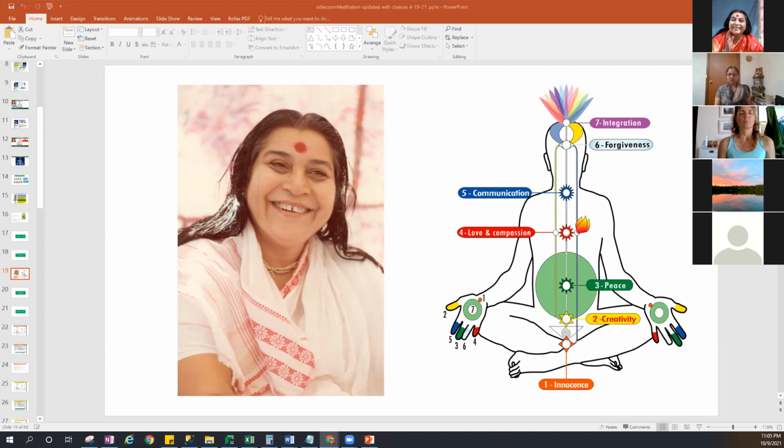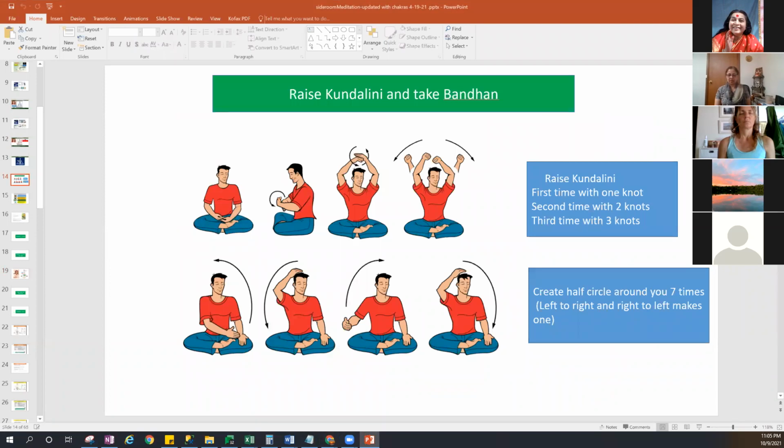So as we've cleared and balanced, we finish our meditations always with raising our Kundalini and putting a bandhan on, just so that we can sustain that vibration, that aura that has cleared, from stopping the energy just dissipating into the atmosphere when we come out of meditation. We just raise our kundalinis and put a bandhan.